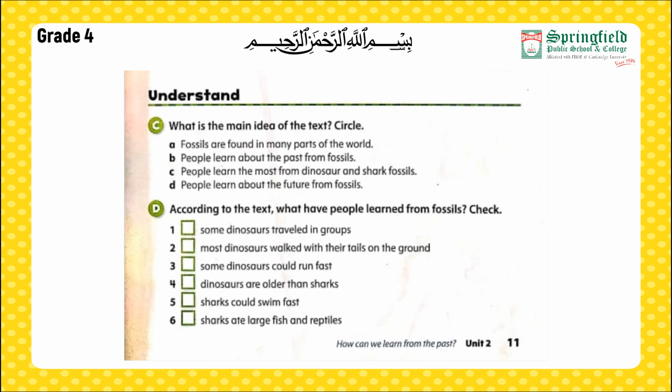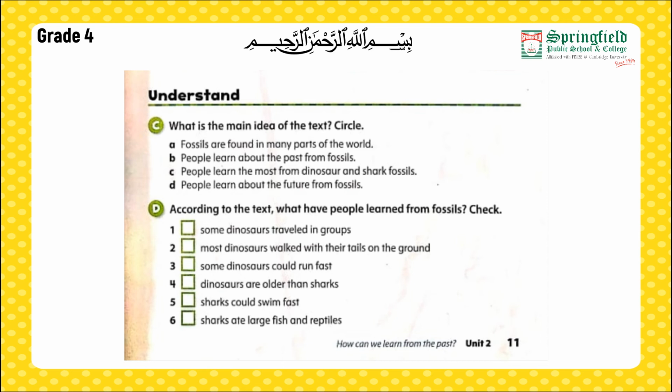Now let's move towards our exercise D. According to the text, what have people learned from fossils? Check. There are 6 statements given. You have to check the ones which people learned from fossils according to the text. Number 1. Some dinosaurs traveled in groups. Number 2. Most dinosaurs walked with their tails on the ground. 3. Some dinosaurs could run fast. 4. Dinosaurs are older than sharks. 5. Sharks could swim fast. 6. Sharks ate large fish and reptiles.